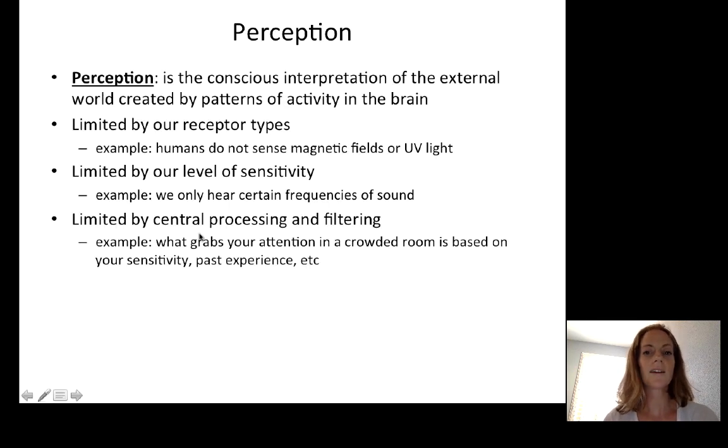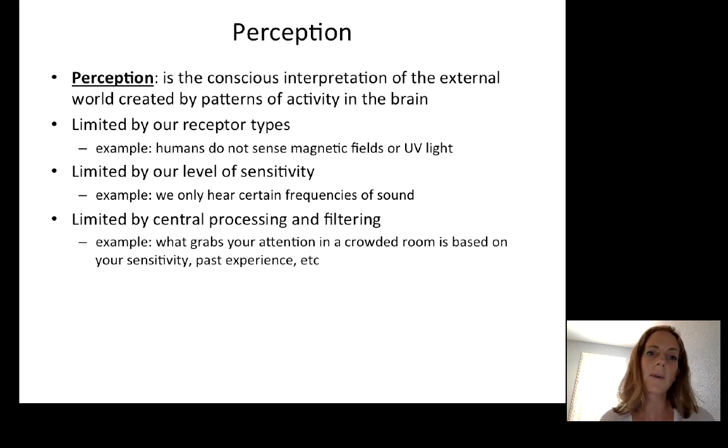So perception is the conscious interpretation of the external world created by patterns of activity in the brain. So we are interpreting the world based on the sensation that is coming in and creating patterns in the brain. It is limited, and perception is not perfect.